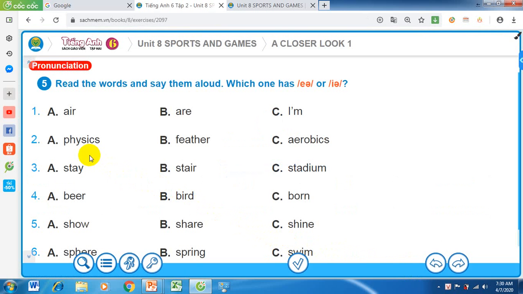Okay, we move on to exercise number 5. Read these words and say them aloud. Which has air and which has ear. For example, this word: air, or ear. So, which word has air or ear? Of course, letter A with air.